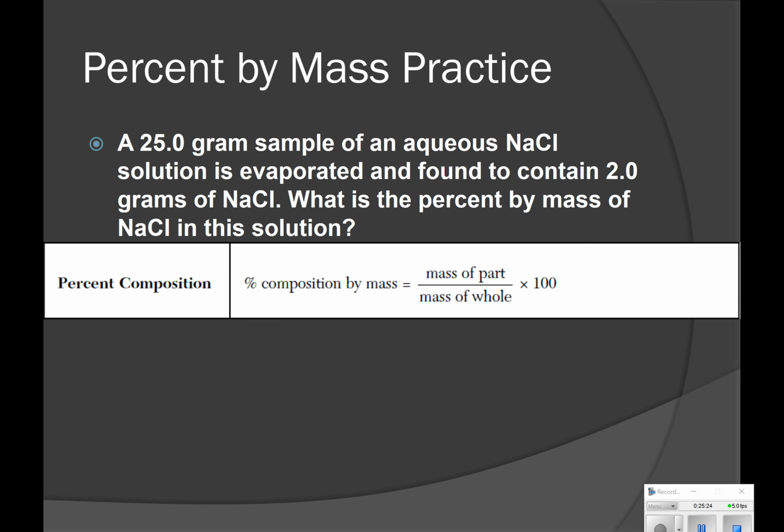So you have a 25-gram sample of an aqueous NaCl solution that's evaporated and found to contain 2 grams of NaCl. What is the percent by mass of NaCl in this solution? So we're given a 25-gram sample total, and we know that it contains 2 grams of NaCl. Percent by mass of NaCl in this solution, well, the total, we're going to want part over whole. So the part is that 2 grams of NaCl. It's going to be the smaller amount. And the whole is our whole solution, NaCl(aq).